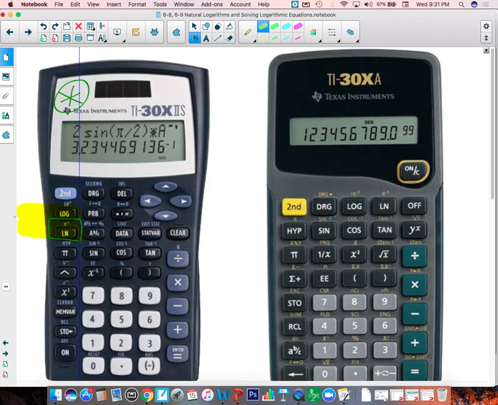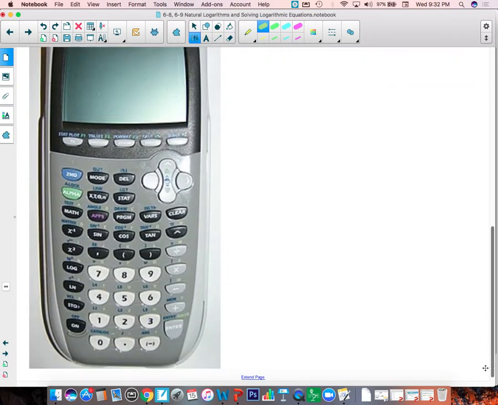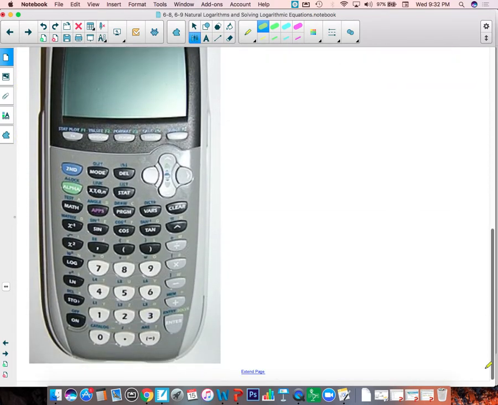All right, and then on the TI-30, the one on the right, it is right where the natural log button is. So you have log and ln, and it's right where the ln is. Okay, and then on the 84s, some of you have TI-84s, the natural log is down here, and that's also where your e to the x button is. So if you can find that ln, then you know where e to the x is.